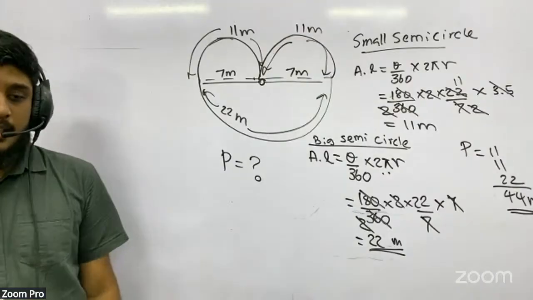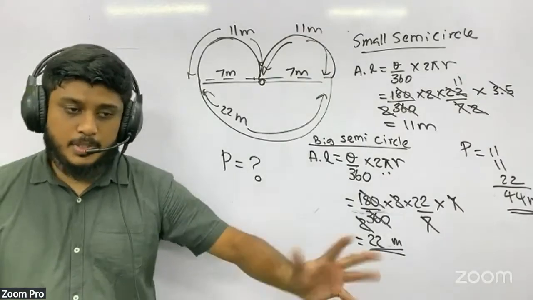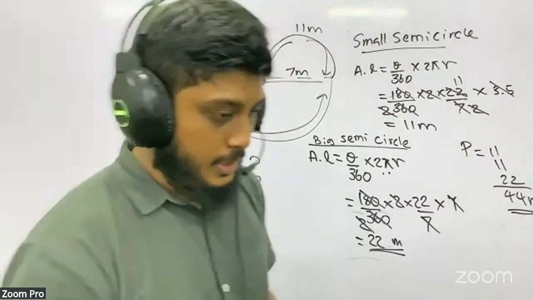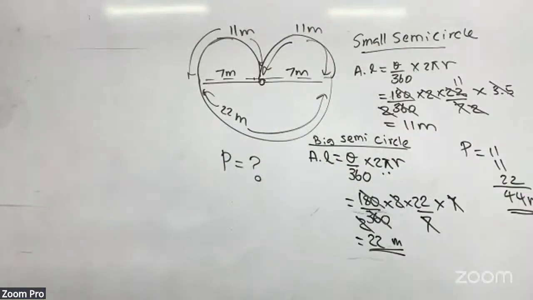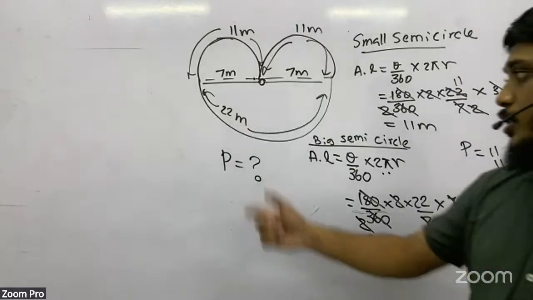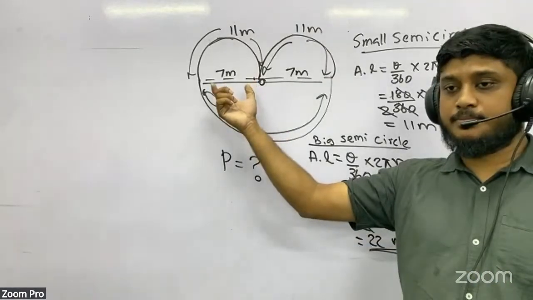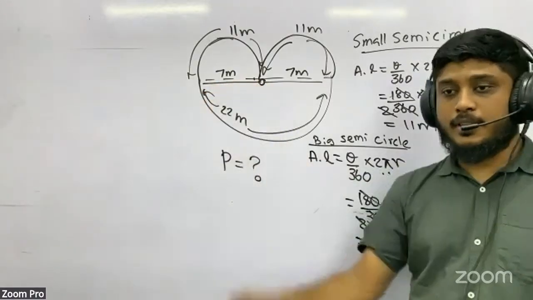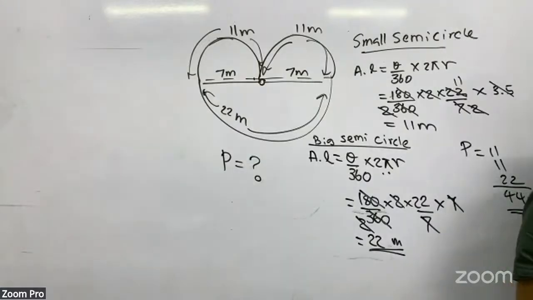So I just recalled a few things from the previous lesson. But unit 1 we didn't complete fully, right? So how did 3.5 come? 3.5 came because from here to here is the diameter, then what is the radius of this small circle? 3.5. That's how 3.5 came. Clear?